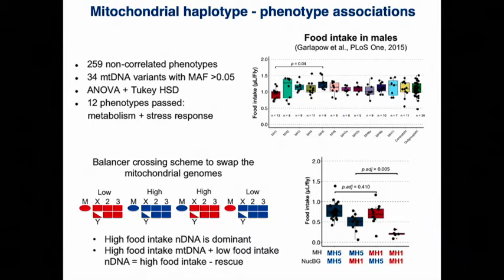So to us, this was really cool. It basically means that, by changing only the mitochondrial haplotype, you can turn a fly that is a low food intake fly into one that takes in much more food. So we concluded here that high food intake nuclear DNA seems to be dominant, because you cannot really lower the food intake with a lower food intake mitochondrial haplotype, but you can change a low feeder into a high food intake one by changing this particular haplotype.